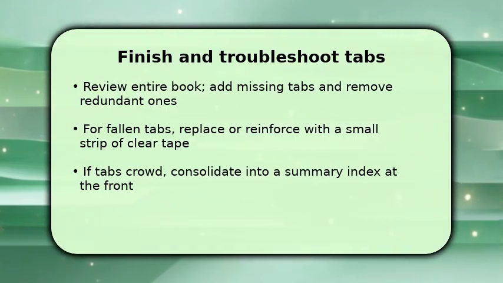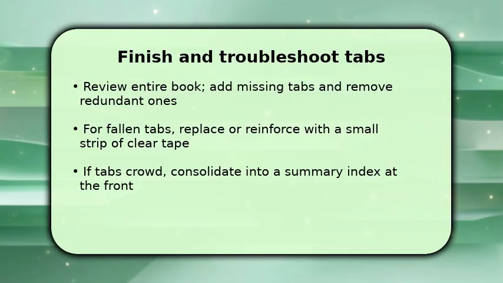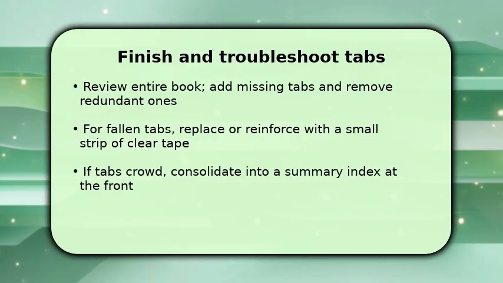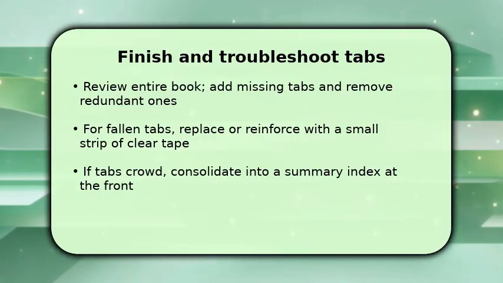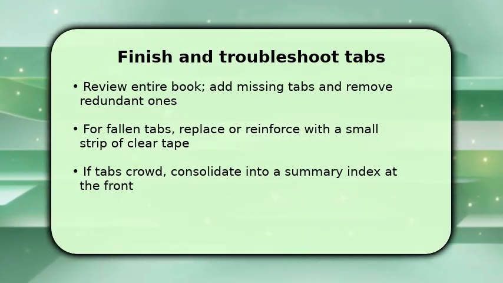If tabs become crowded in one section, consolidate by creating a mini index page at the front listing page numbers and short labels. One troubleshooting tip: when tabs get visually noisy, prune redundant ones to restore use.